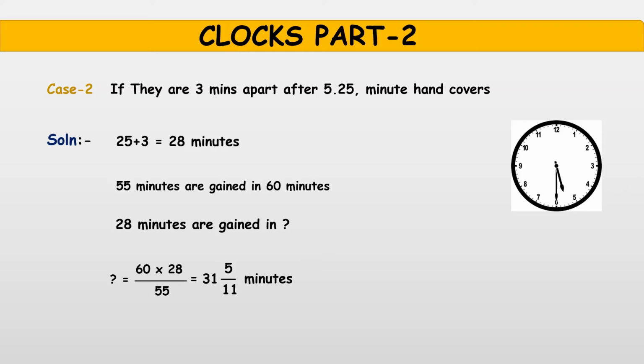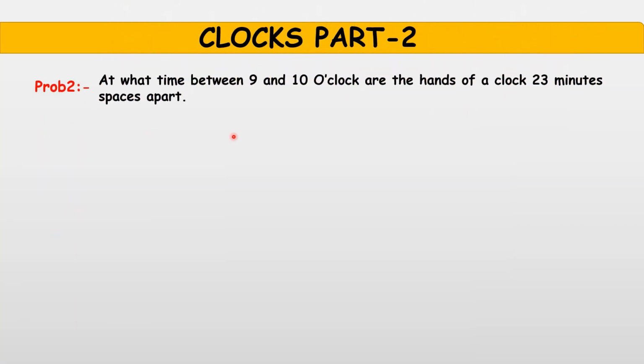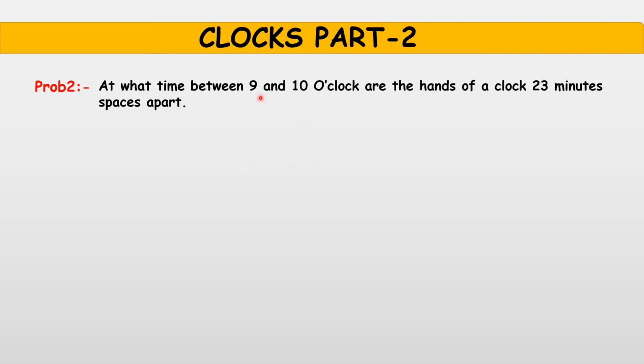Okay, let's move on to the next one. This is homework for you. Same question: at what time between 9 and 10 o'clock are the hands of the clock 23 minutes apart? So I will tell you the idea. At 9:45, that's our assumption, both the hands are together.